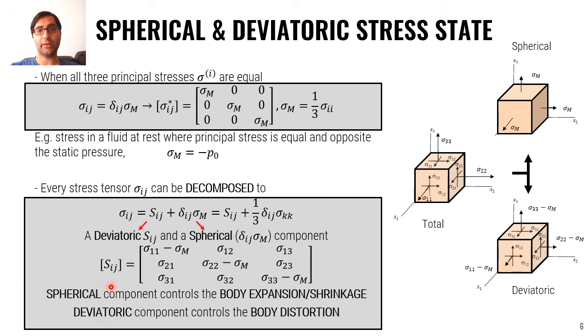And also identifying the stress states as being spherical, deviatoric, or a mix of them. If the stress state is spherical, you don't have any distortion in the material, which might be desirable for some applications. But if you have only a deviatoric stress tensor, you don't get any body expansion or shrinkage, but you get some distortion of the body.